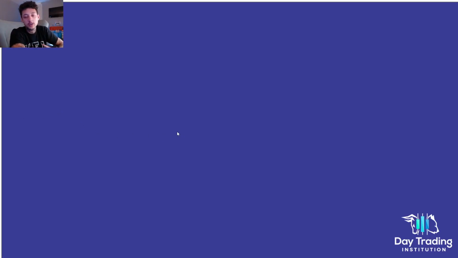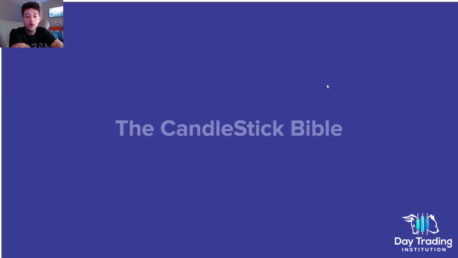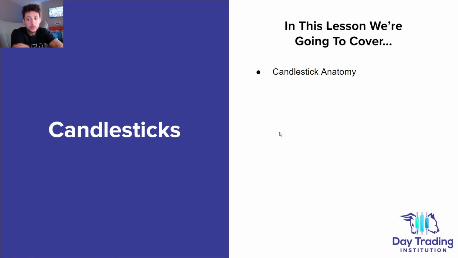So we're going to start getting more into the technical aspect of trading and really learning about technical analysis within this section. So first things first, what we got to learn about are candlesticks. We're going to be going over the candlestick Bible, is what I like to call it. In this lesson, we're going to cover pretty much just the anatomy of what candlesticks are and learning about the candlestick itself. In the next video, we'll go more in depth on candlestick analysis.